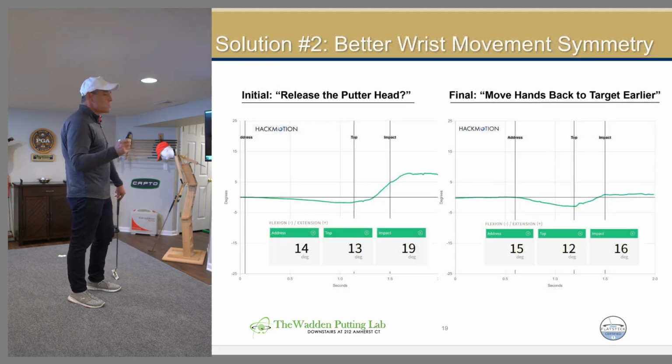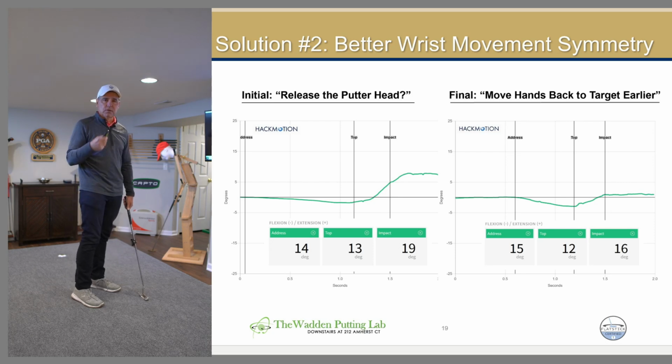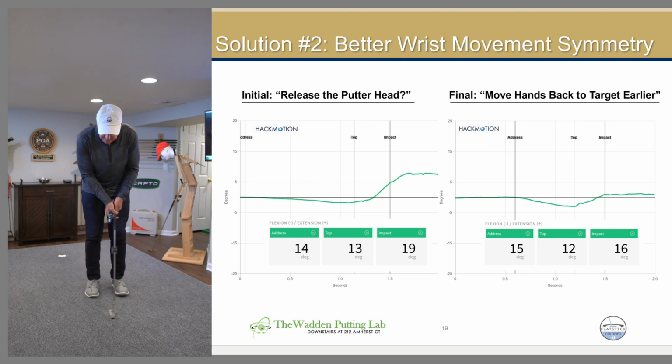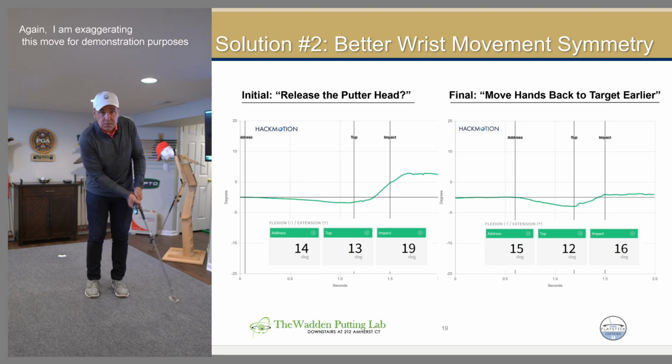Now there was a second solution in this that was also very important, and that was creating better, what I call, wrist movement symmetry. I asked him, when he was going back faster, to also move his hands back to the target sooner than he would otherwise. So you can see what's happening to the torque in my wrists when I get back here and get it going back to the target sooner.